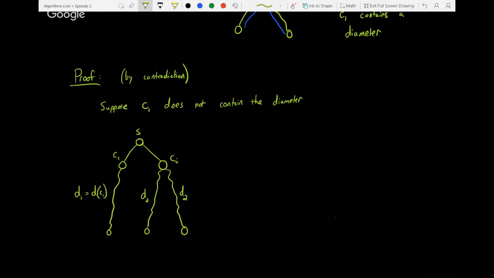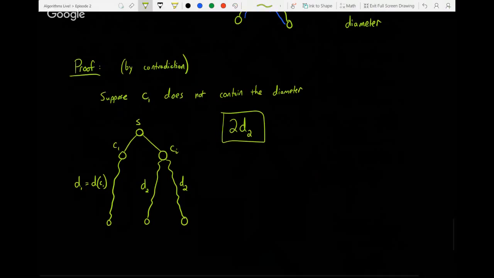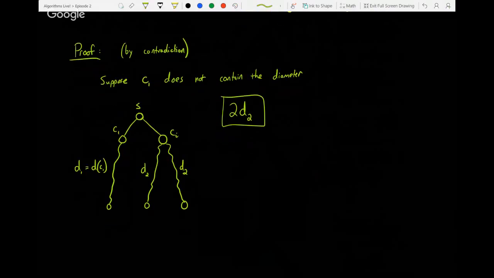So here's the diameter going through some other subtree. I don't know what this other subtree is, that's why I'm calling it CI. But I happen to know the length of its diameter. It's 2 times D2, because it's the path length from this node to CI, and then from this node to CI, and I'm just stitching that path together. For my contradiction, I have to show that something goes wrong if you assume that C1 doesn't contain the diameter. I'm going to show that I can form a longer path length, and that's going to contradict that this is the diameter.